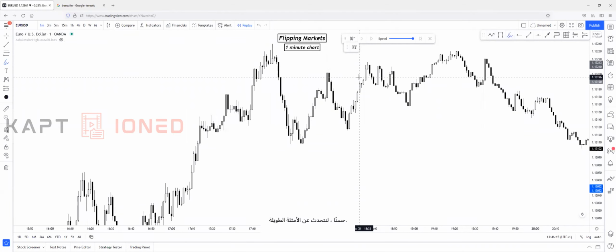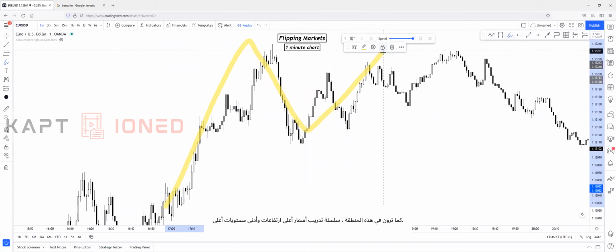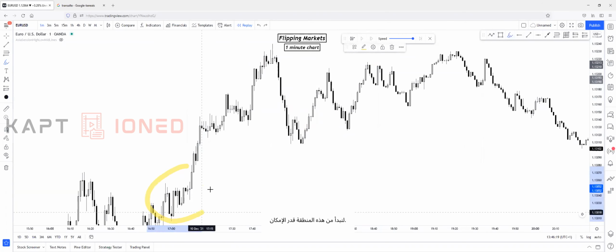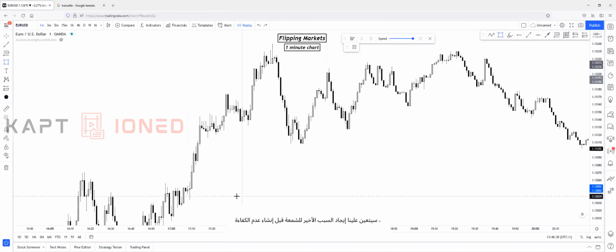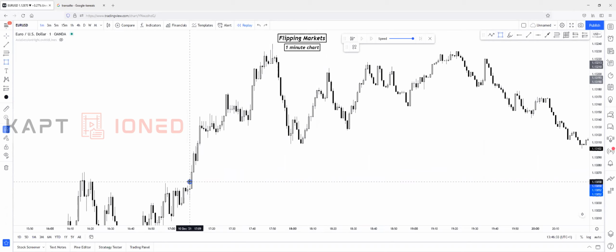Okay, let's talk about the long examples. As you can see in this region, price is creating a series of higher highs and higher lows. Let's start from this region. As you can see, the inefficient push came into the market here. So we have inefficiency here. We will have to find the less recent candle before the inefficiency has been created. Which is that candle? It's this one.